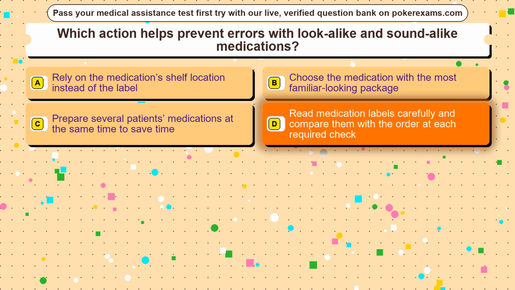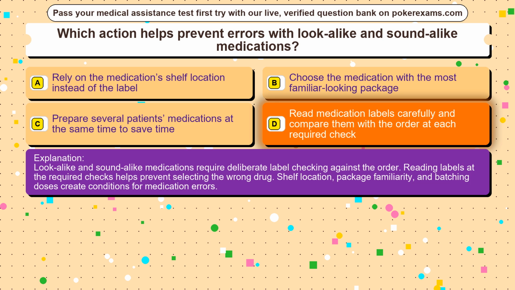The correct answer is option D, read medication labels carefully and compare them with the order at each required check. Lookalike and soundalike medications require deliberate label checking against the order. Reading labels at the required checks helps prevent selecting the wrong drug. Shelf location, package familiarity, and batching doses create conditions for medication errors.